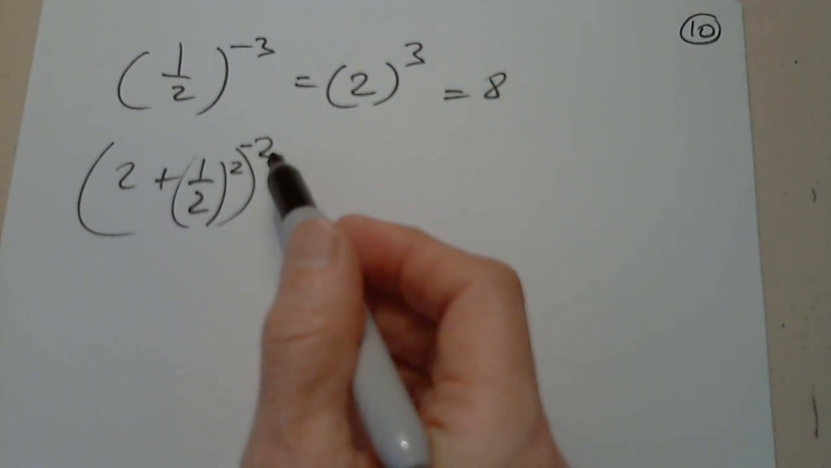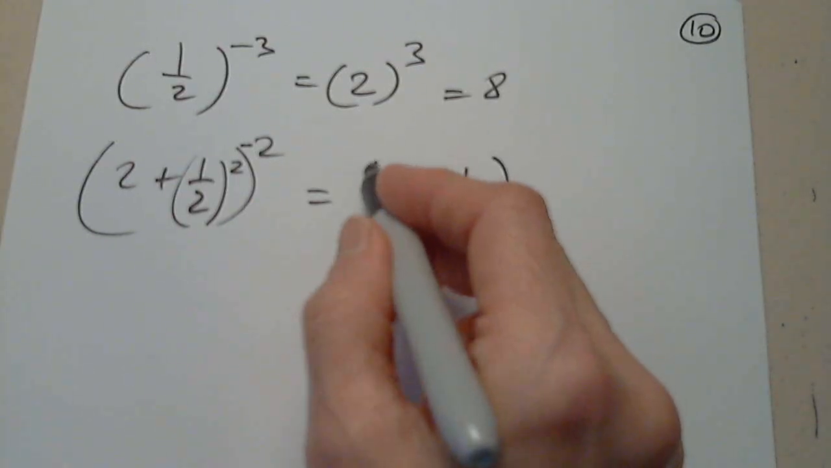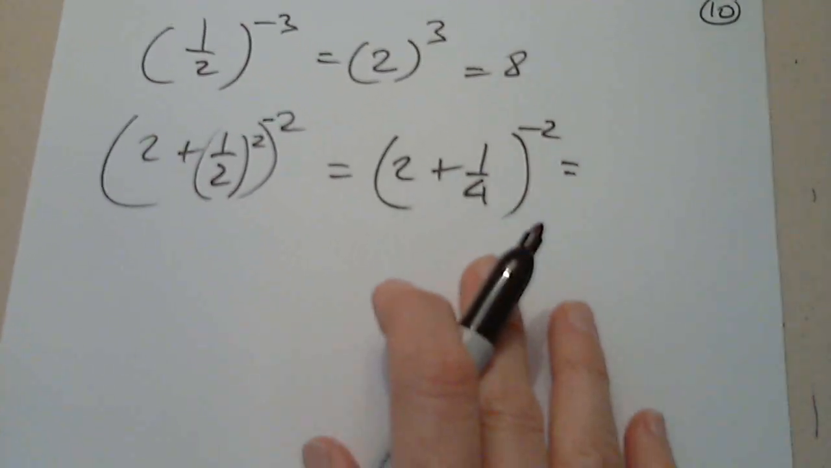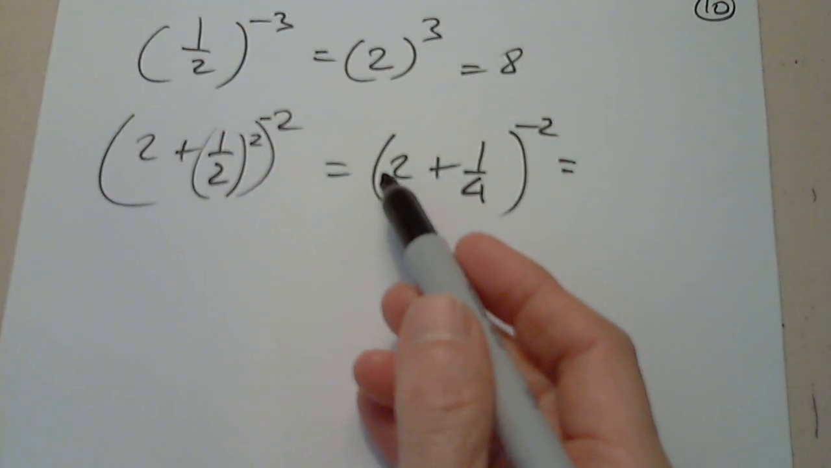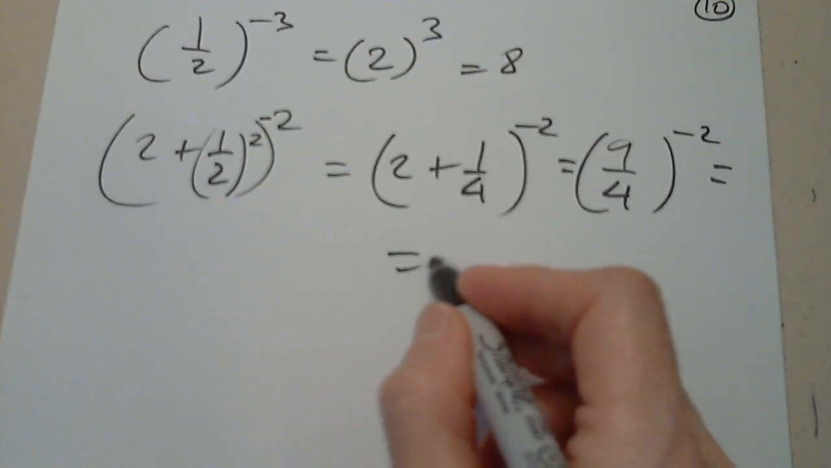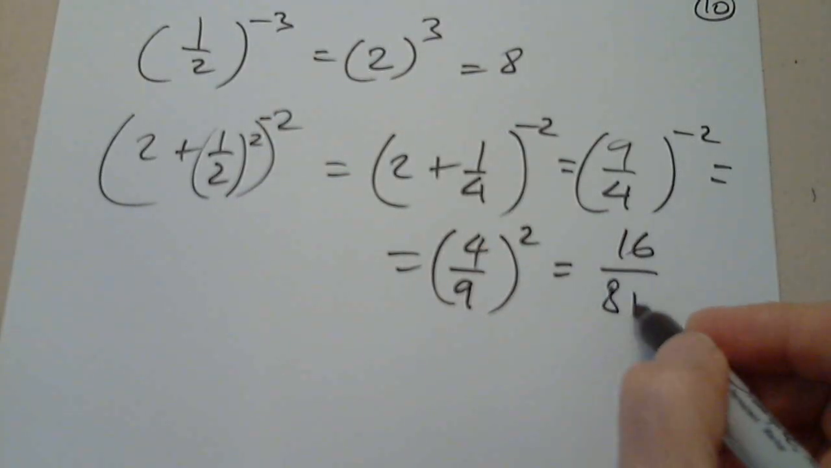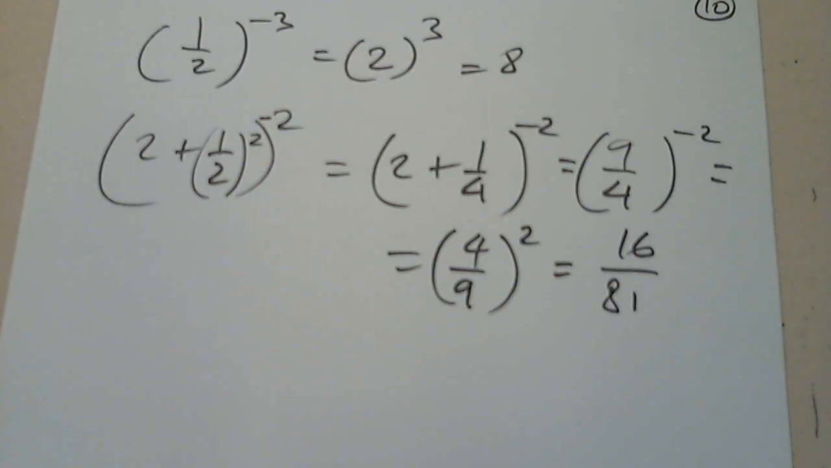And this is negative 2? Yeah. Okay, so then I have 2 plus 1/4 raised to -2. By the order of operations, 4 times 2 is 8 plus 1 is 9. And then I have 4/9 to the second power, and I have 16 over 81. I have to perform the operations inside by the order of operations and then raise to the power that is outside.